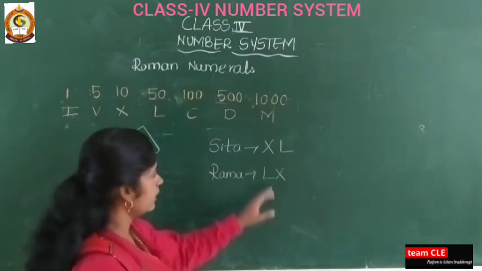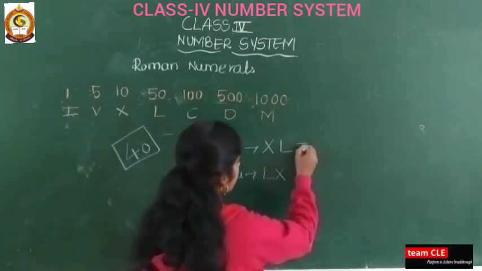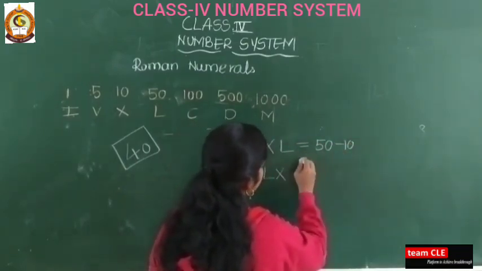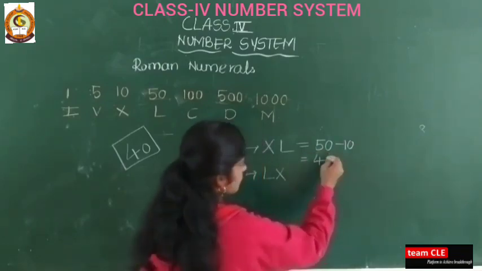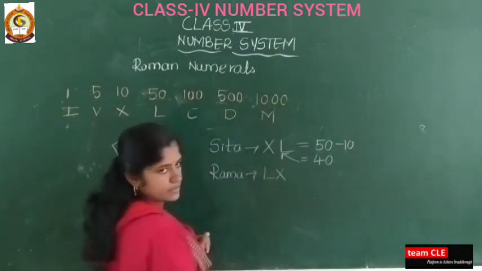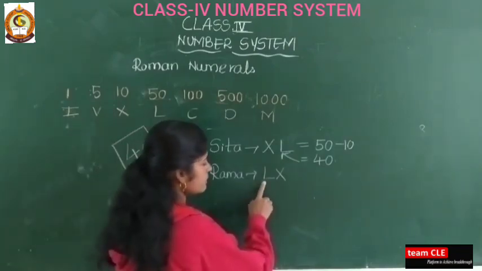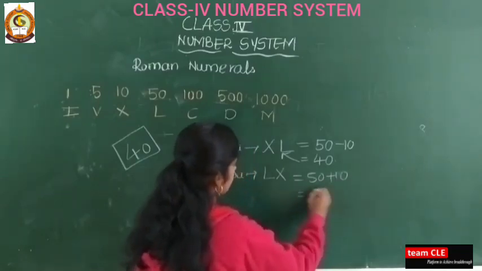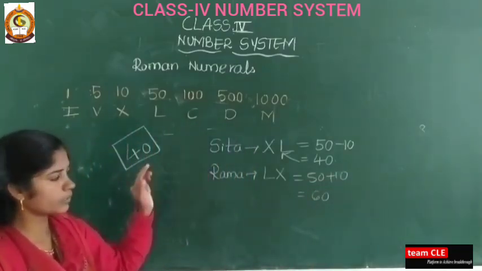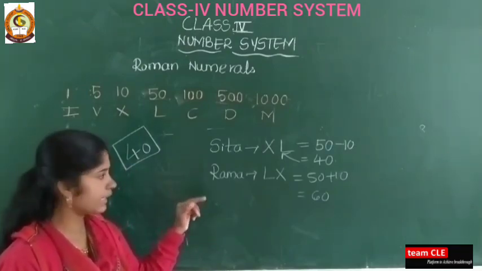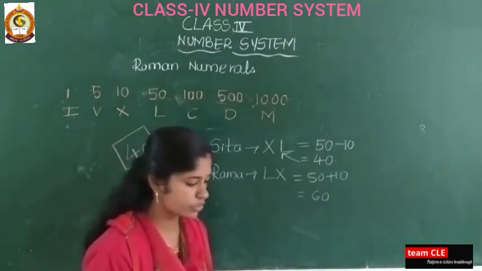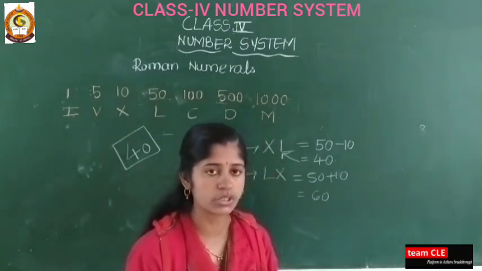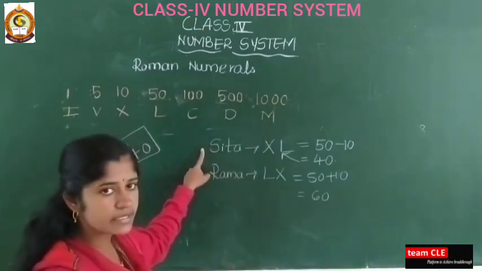This 40. Here XL is there. L means 50. I placed this X back, that is 10. Then 50 minus 10 is 40. 40 we are writing like this. But here she wrote LX, L means 50. 50 plus 10 is 60. Then who wrote correctly here? Sita wrote correctly. That is the third main question. So you have to write who wrote it correctly, Sita.